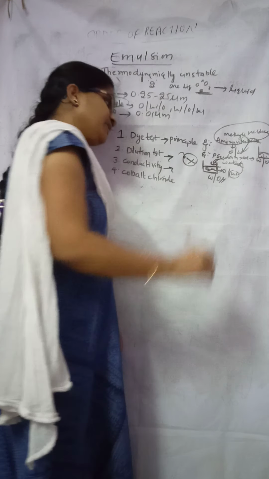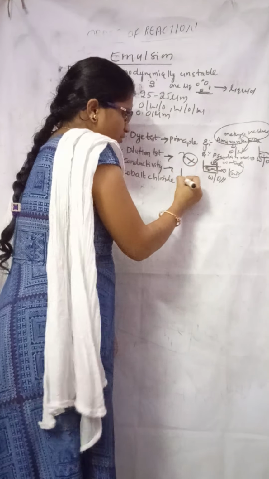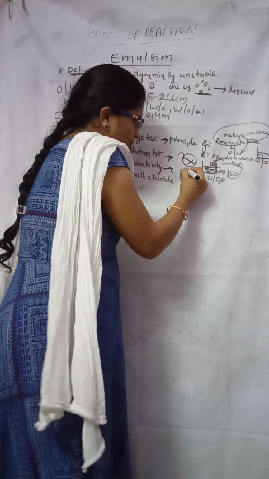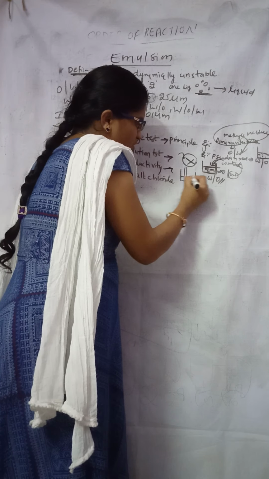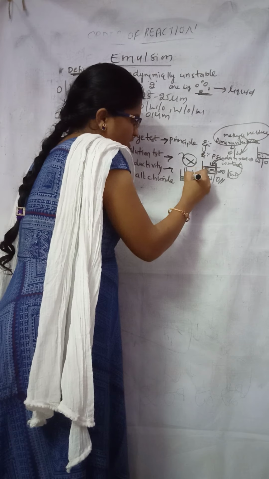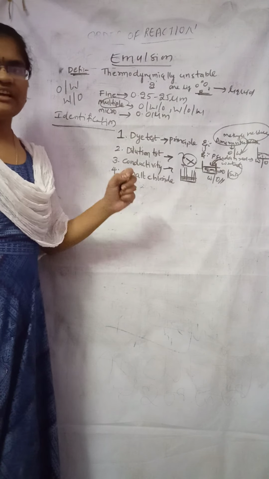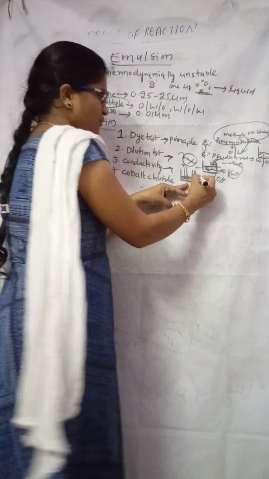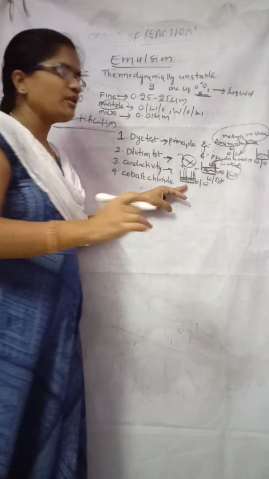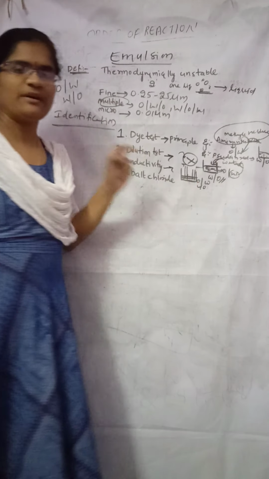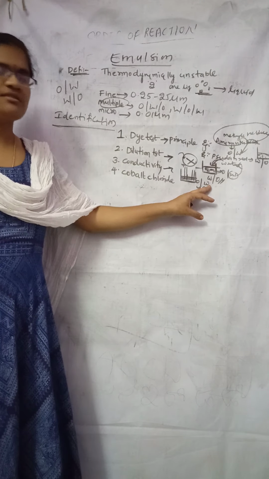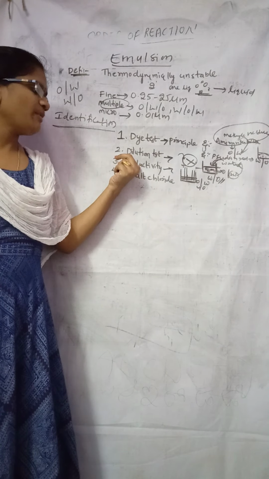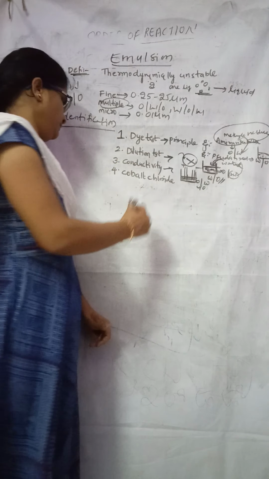Next, the conductivity test. In this test, you take a beaker or apparatus, first place your emulsion in it and keep electrodes into it. If there is a passage of current, you can say it is oil in water. If there is no current, you can say it is water in oil, because we know perfectly well that water has the capacity to conduct electricity. Okay, so in this way we can say which type of emulsion it is by using the conductivity method.